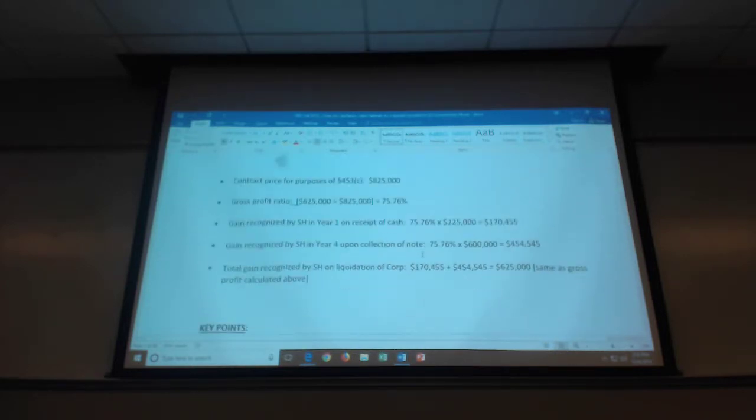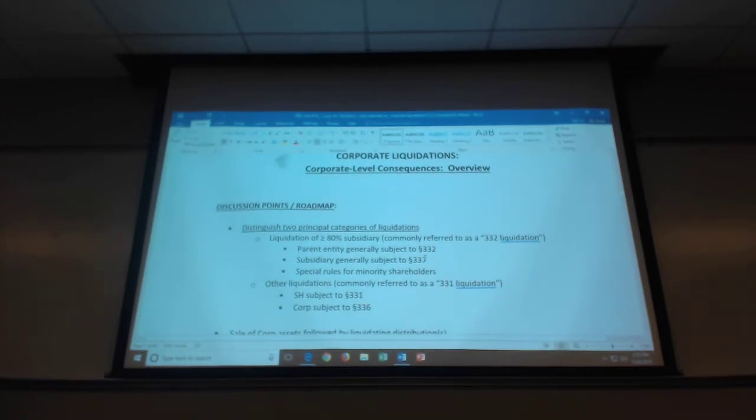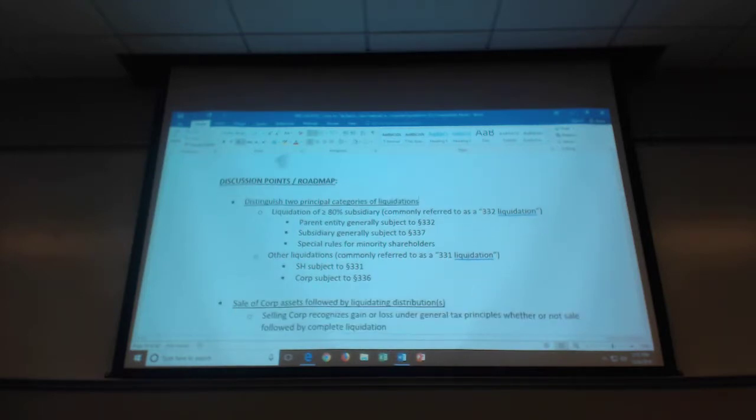We're now going to talk about what I already just sort of talked about, which is the corporate level consequences of distributing property in liquidation. And on this page 10, this is sort of an introductory page, which is a preview, kind of a flow chart in a way of what's to come.